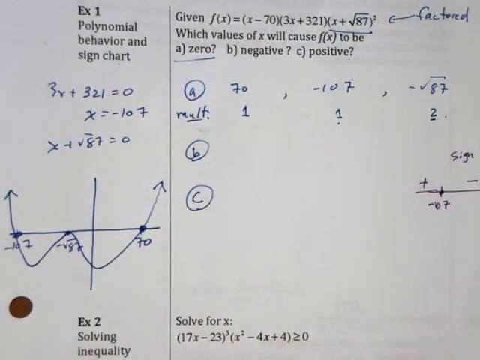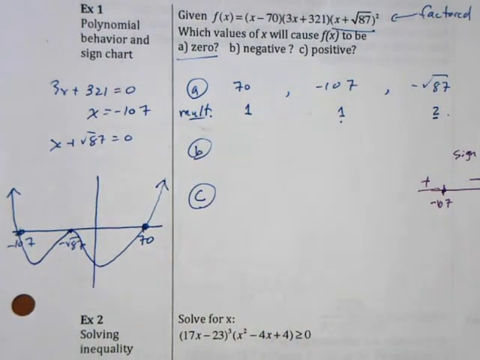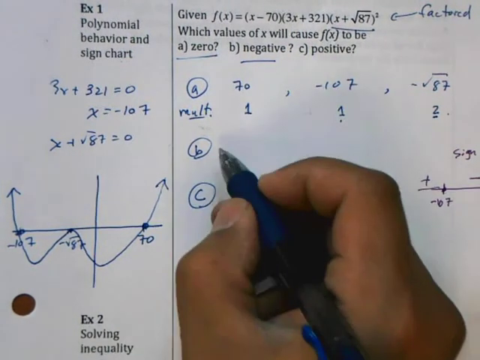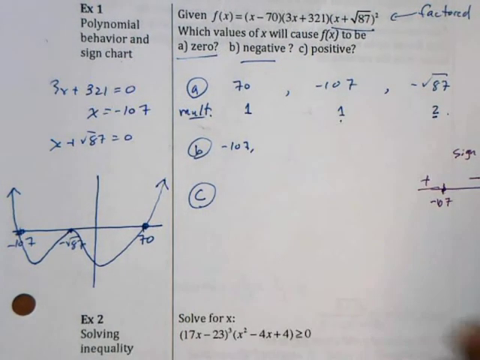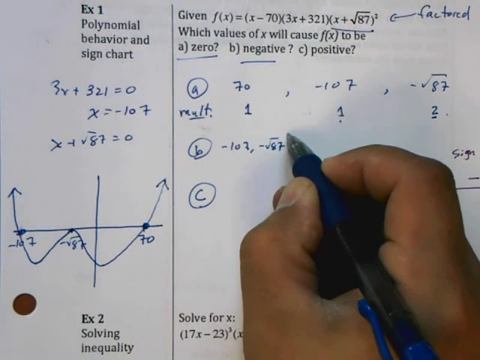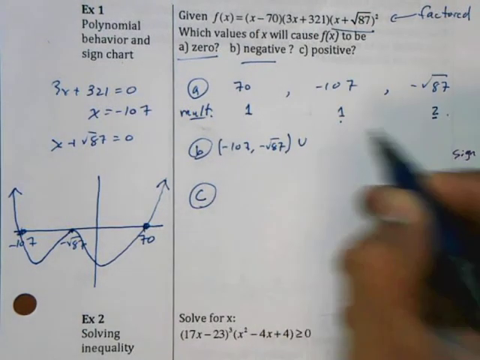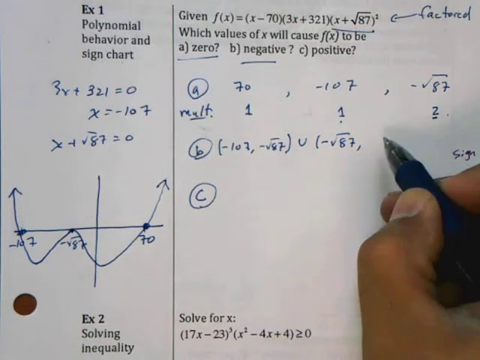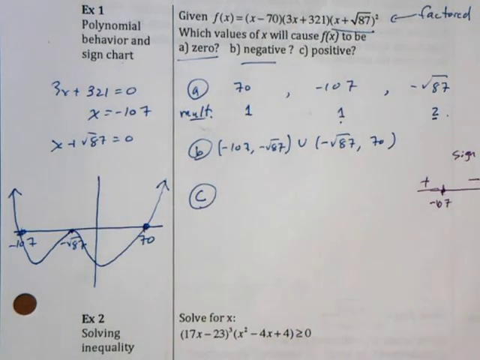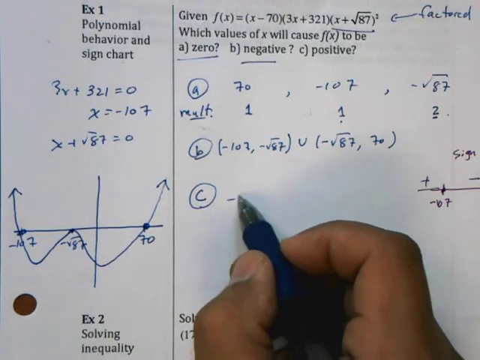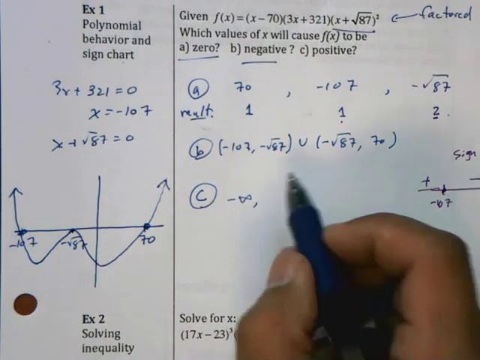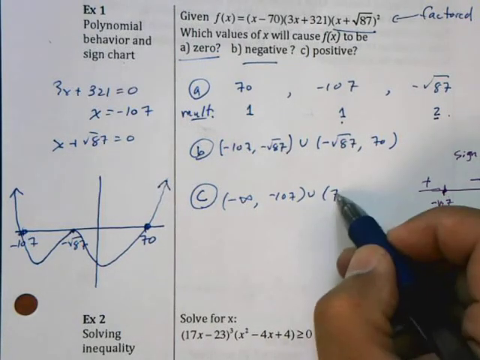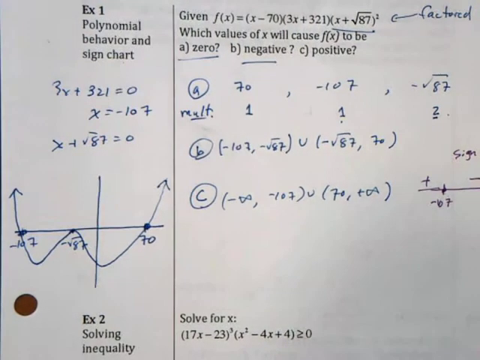So now I can answer these questions. For which values is it 0? We already answered that. For which values is it negative? Well, between negative 107 and negative square root of 87, exclusive. Then between negative square root of 87 and 70, exclusive. Positive, well, between negative infinity and negative 107, and then between 70 and positive infinity.